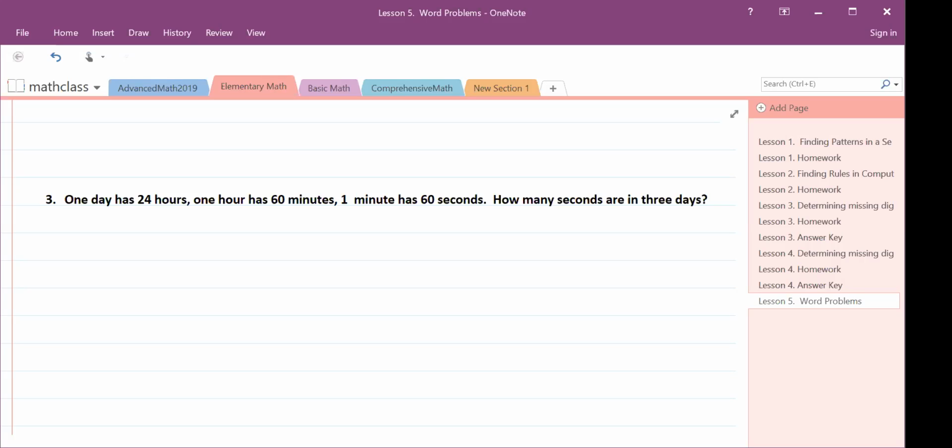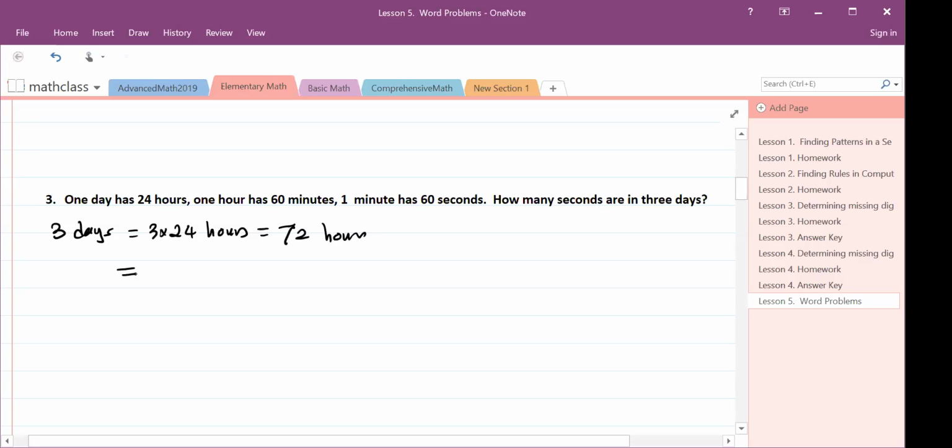For example, there's two ways to do, right? Forward means 3 days equals how many hours? 3 times 24 hours, right? And 3 times 24 equals what? Can you do the multiplication? 72, right? Is it true? Yeah. 72 hours. Then 1 hour equals 60 minutes. So you have the 72 times 60. Then you have to continue to the multiplication.